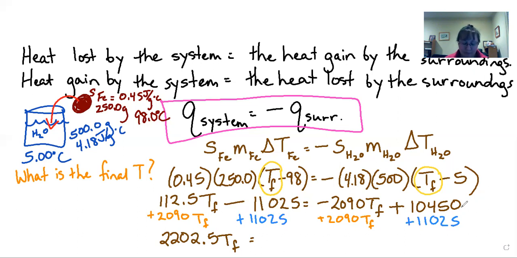10,450 plus 11,025. And so that equals 21,475. Now I isolate TF by now dividing 21,475 by 2,202.5. It's easier to do the math than it is to say it. And I get a TF value of 9.75 degrees Celsius. Okay.